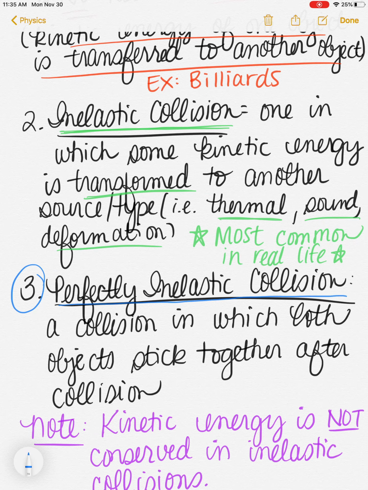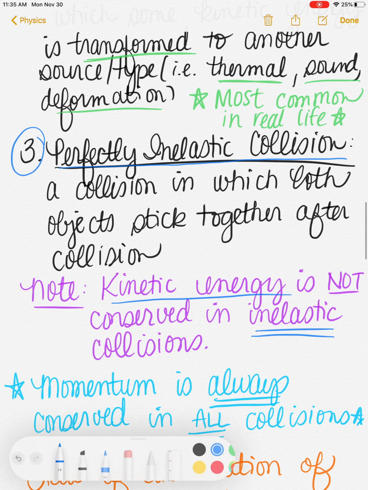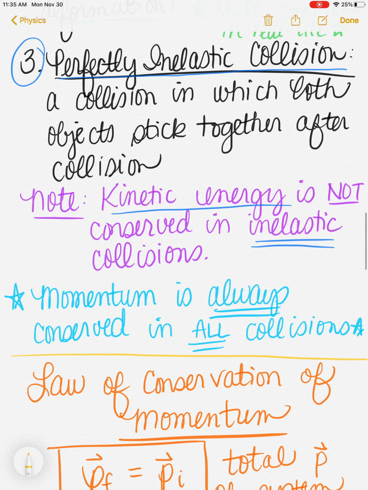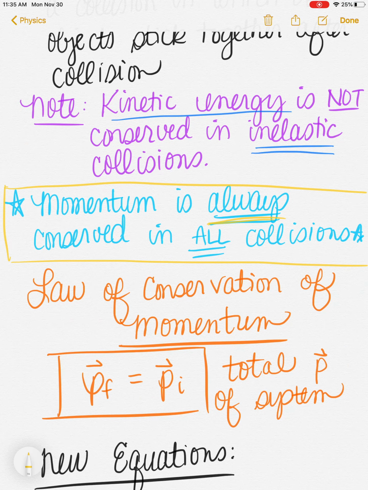A perfectly inelastic collision is a collision in which both objects stick together after a collision, so they are going to become entangled, or they're going to move as one unit afterwards. Now, I do want you to note that kinetic energy is not conserved in an inelastic collision. It's only conserved in elastic collisions. However, our huge new statement today is that no matter what type of collision you have, momentum will always, always, always be conserved, which gives us a new equation to add to our equation sheet in our toolkit, the law of conservation of momentum.